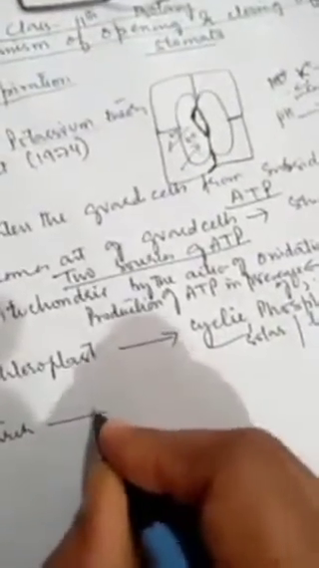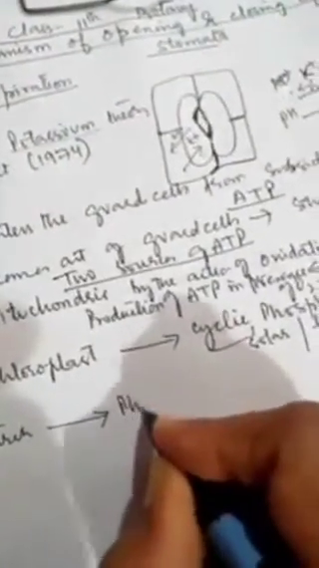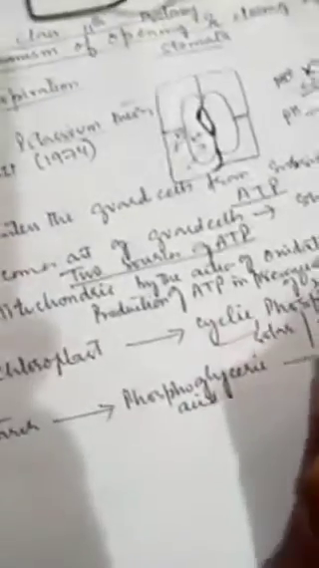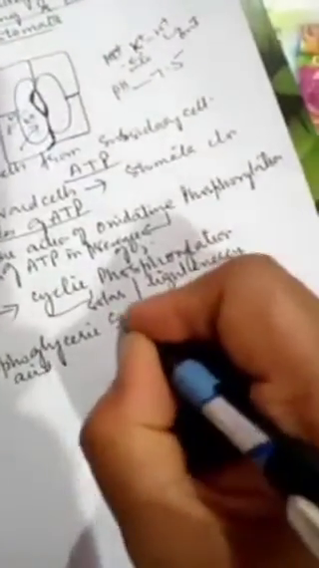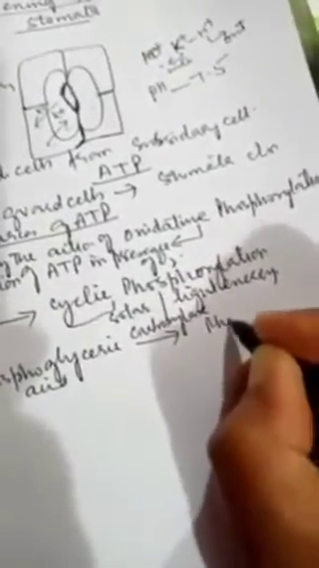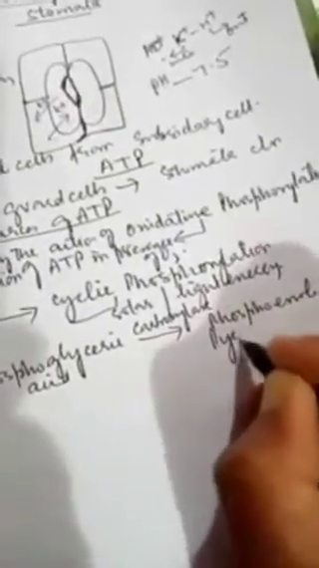What happens to this starch? It first gets converted into phosphoglyceric acid. Then this phosphoglyceric acid, in presence of the enzyme, is converted into phosphoenol pyruvic acid, which is simply called PEP. This is the 6 carbon compound and this is the 3 carbon compound.